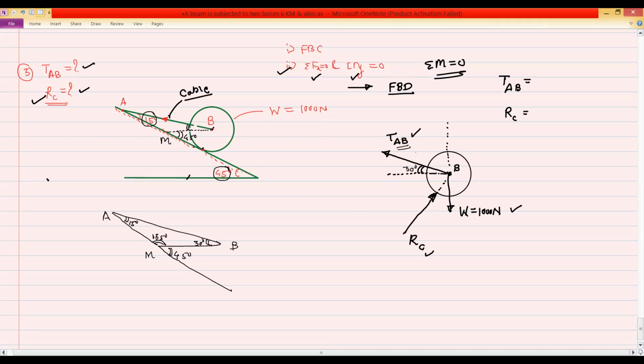Then we have to find the angle of reaction RC with respect to the x-axis, or the horizontal. This is the reaction RC. This is 90 degrees, this is 45 degrees, so this angle will be 45 degrees. So the angle of reaction RC is 45 degrees with respect to the x-axis. Now you can resolve the forces.